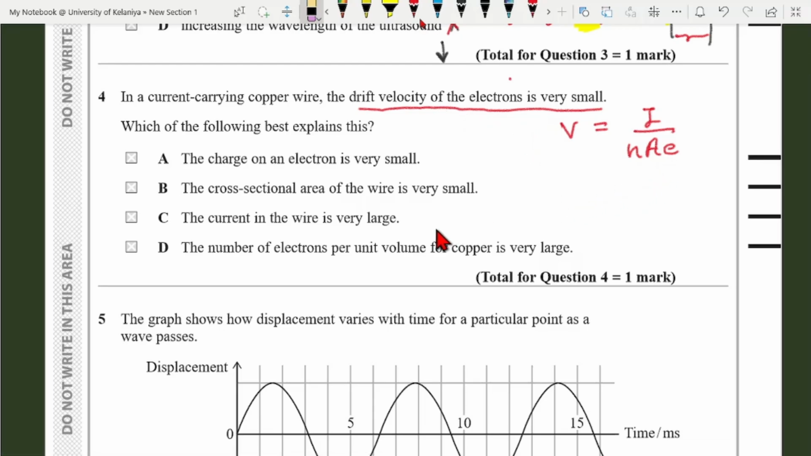The third point, the current in the wire is very large. If the current in the wire is very large, the drift velocity also will increase. Why? They are directly proportional. So the answer should be D.